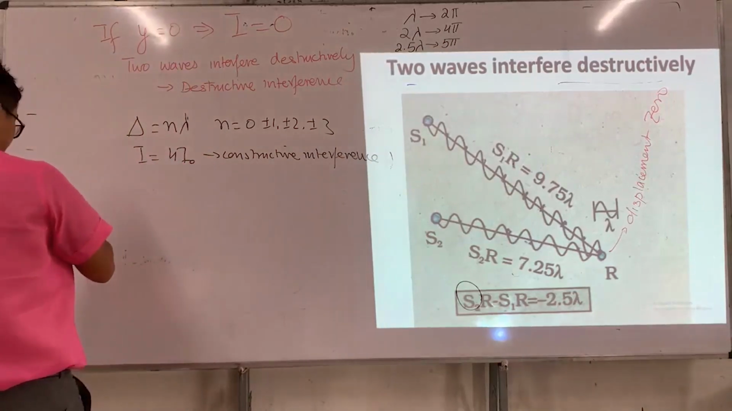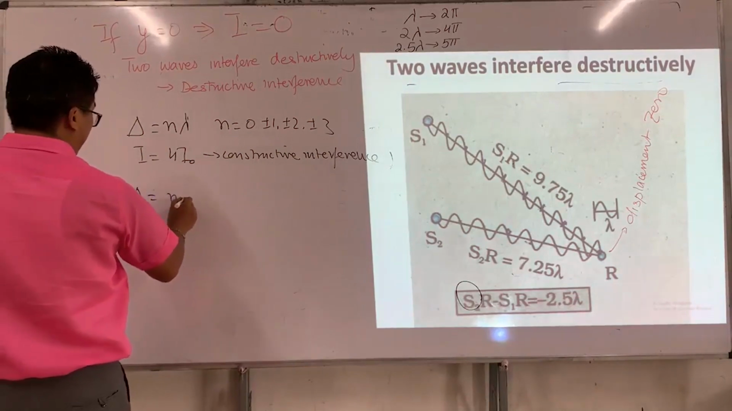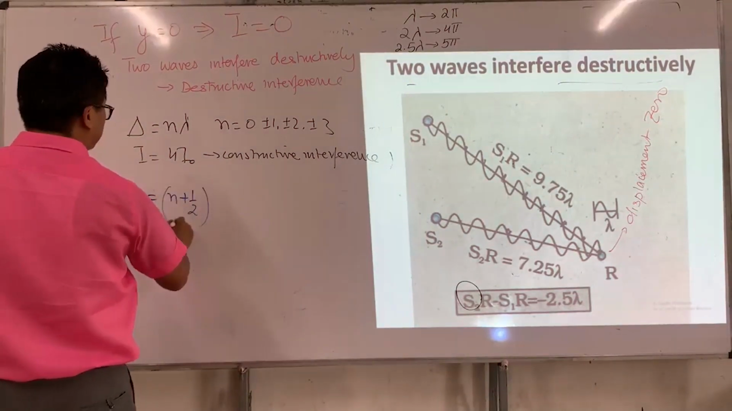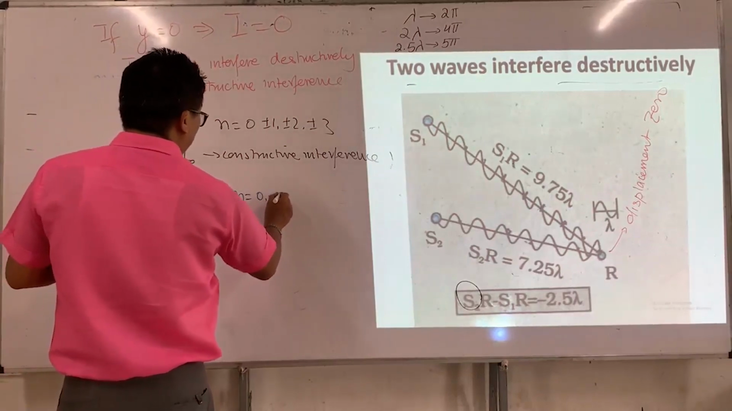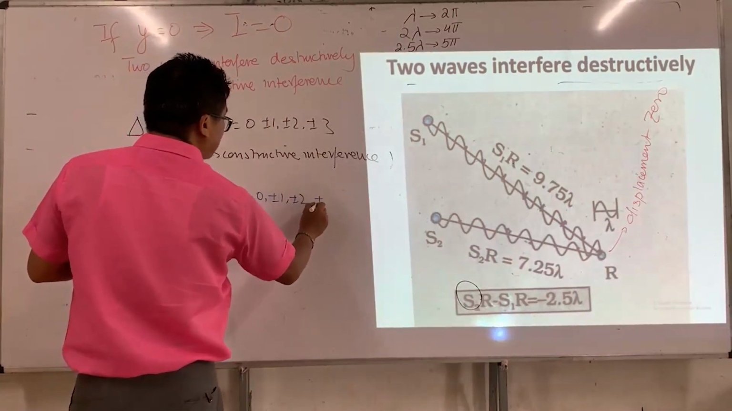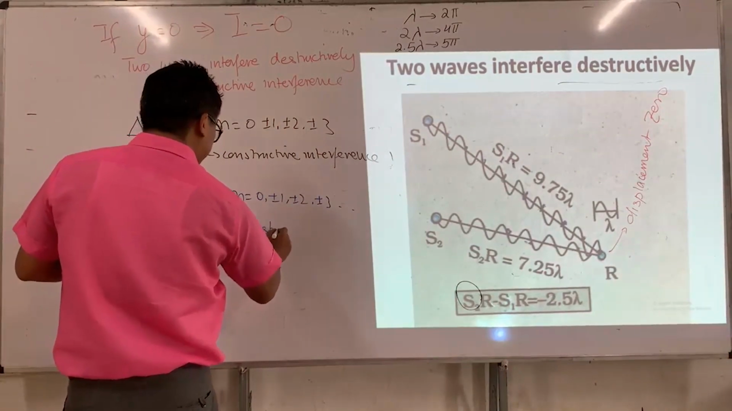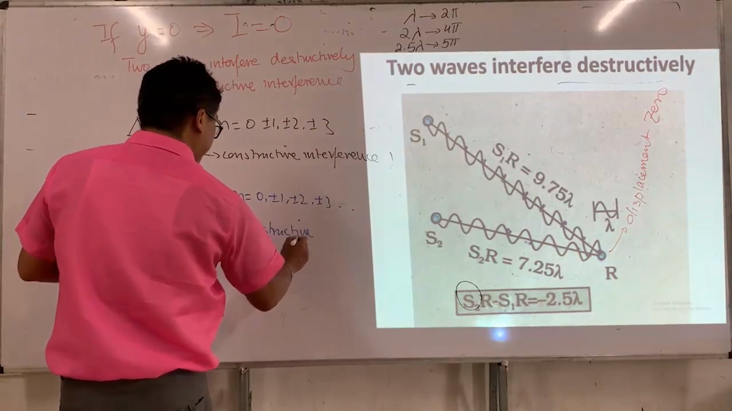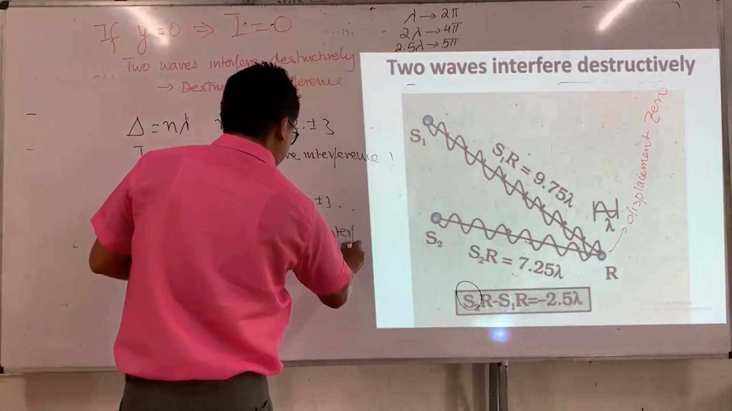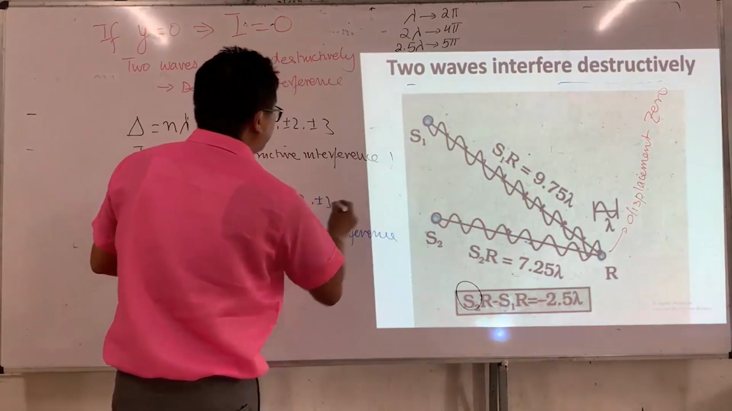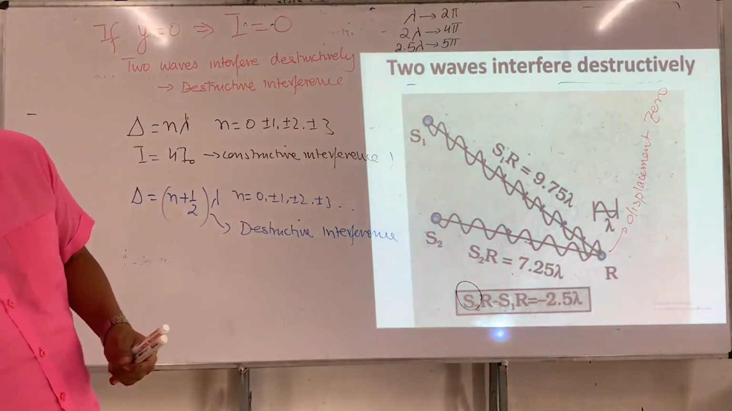Alright, and if the path difference is (n plus 1/2) lambda, where n is equal to 0, plus minus 1, plus minus 2, plus minus 3, and so on, this is what we call destructive interference. Alright, so I have some diagrams.